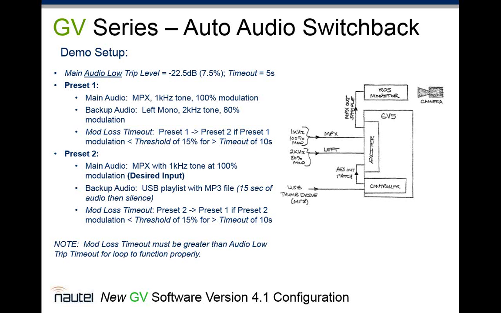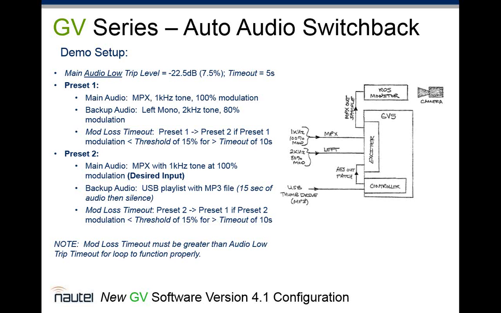Same settings. One thing I will highlight is the main audio low trip level, which we'll go into that menu really quickly, where the user would actually adjust some of these timeouts and trip levels. Right now it is set for about 7.5% with a timeout of 5 seconds. The mod loss timeout thresholds and timeout periods have to be greater than the main audio low trip levels in order for this to work. Otherwise, the mod loss timeout would shift the preset before you have a chance to go to the backup.